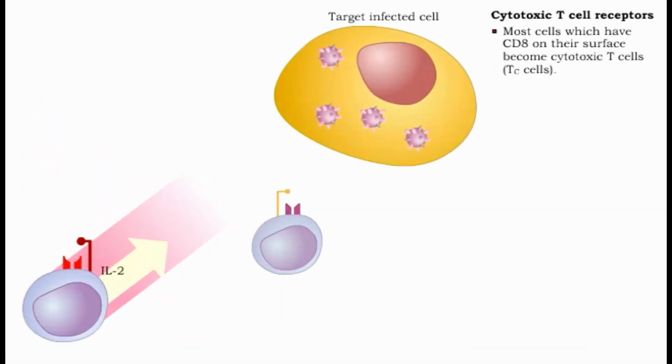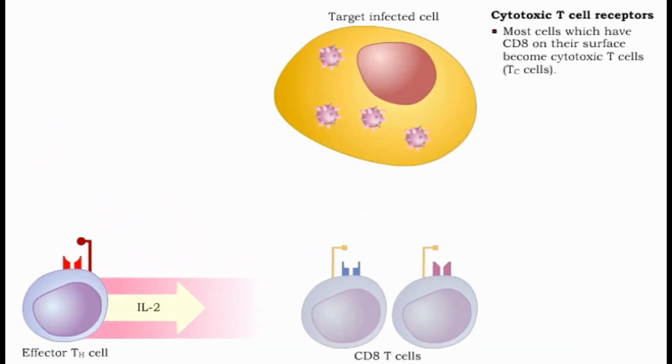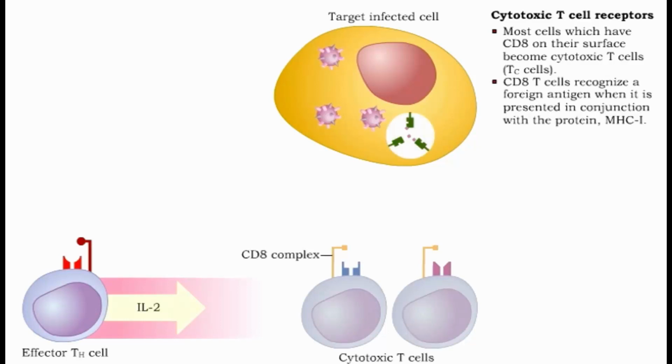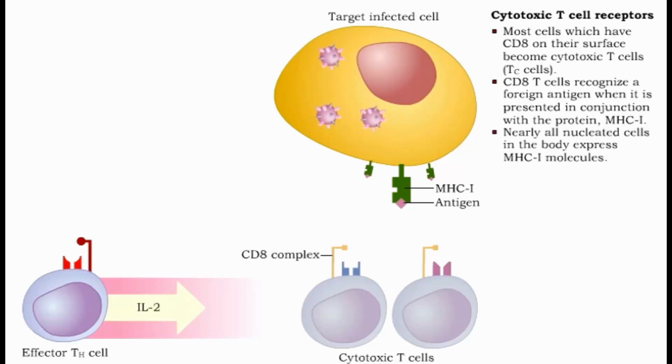Most cells that display CD8 become cytotoxic T cells, also known as killer T cells. CD8 T cells recognize foreign antigens when they are presented in conjunction with major histocompatibility complex class I molecules. Virtually all nucleated cells in the body, including antigen-presenting cells and lymphocytes, express MHC class I molecules.